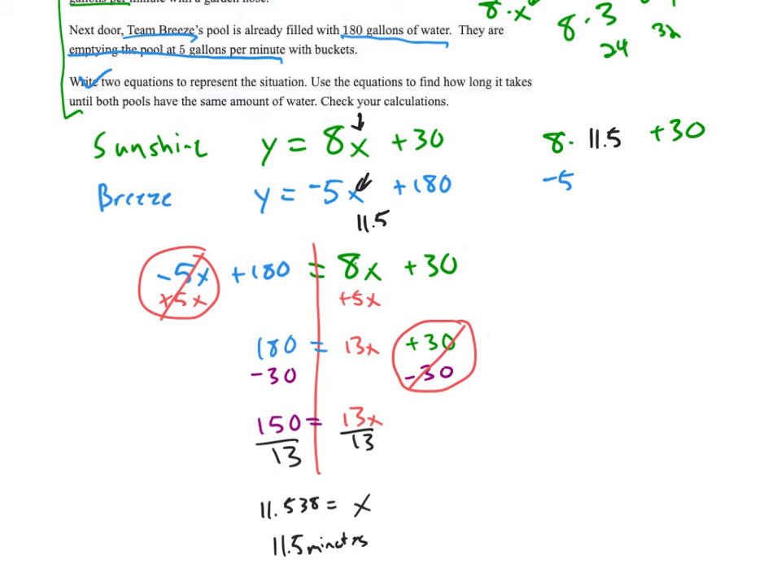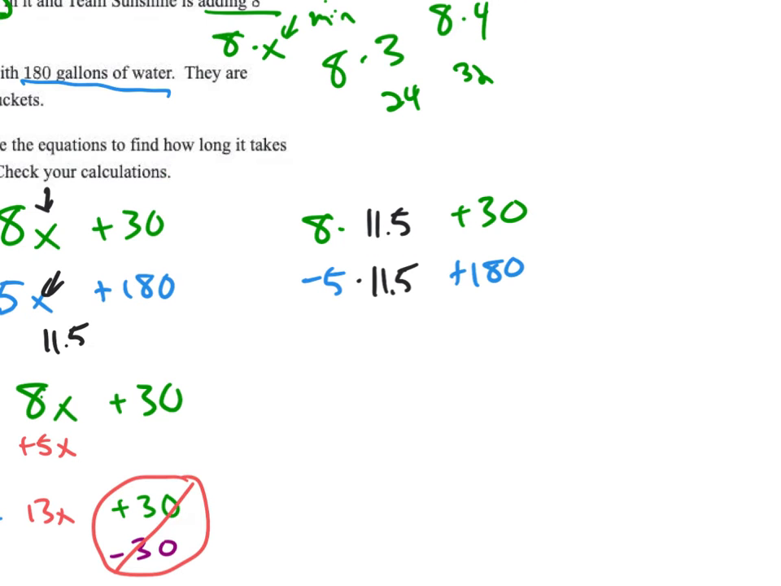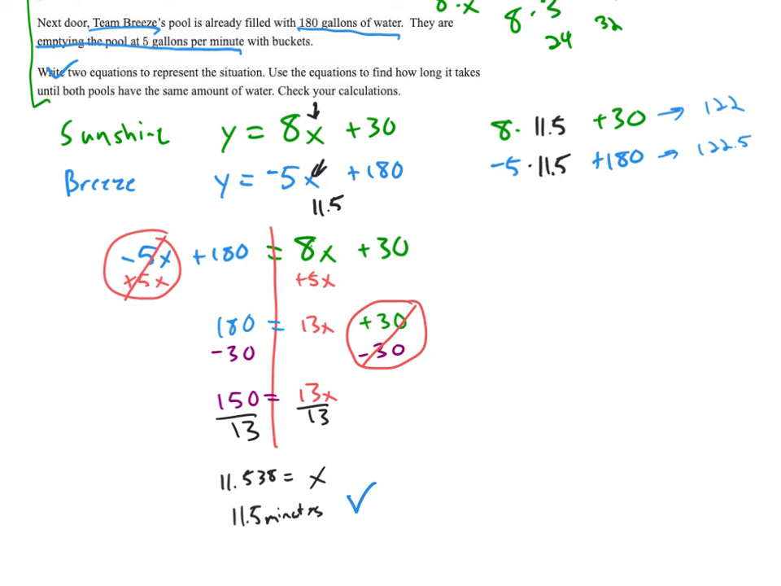I've got -5, but I'm going to multiply that by that same 11.5 minutes. And then, of course, it's starting with that same 180 gallons. And I just have to see if those two numbers are the same. So when I do this, the two numbers I come out with are 122 and 122.5. So they're slightly different, but remember that I'm rounding this number here. So since I'm rounding it, these numbers will be pretty close, but they probably won't be exactly dead on. So it is close enough to know that this is my correct answer.